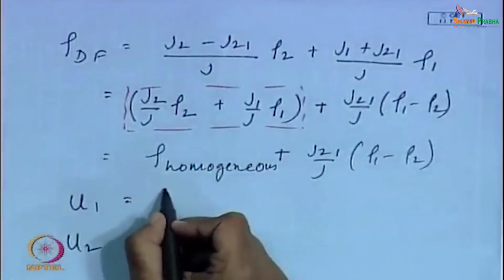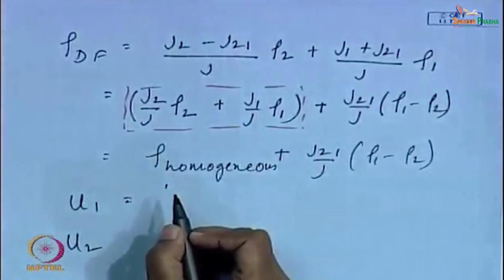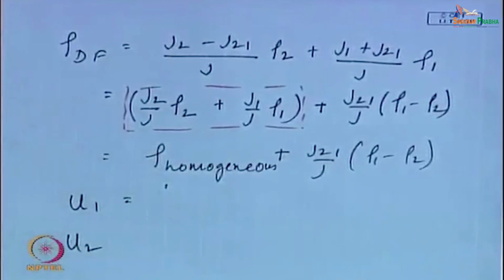u1 is equal to, how to express u1? q1 by a1, or in other words in terms of j, very true, w by rho 1 a1 in terms of j, because we want to express it in such a way that we can compare the u1 we have obtained from drift flux with the u1 that we have obtained from the homogeneous flow theory.